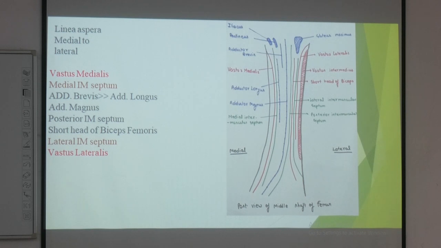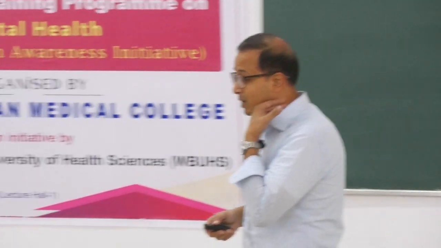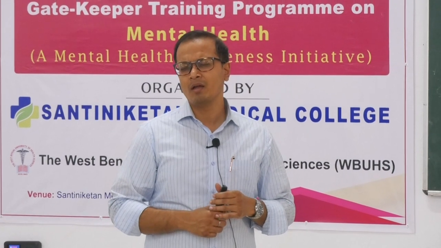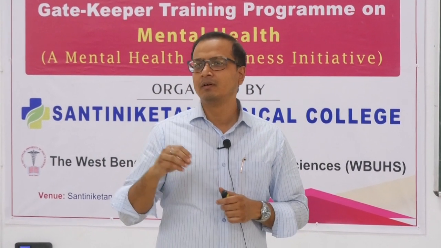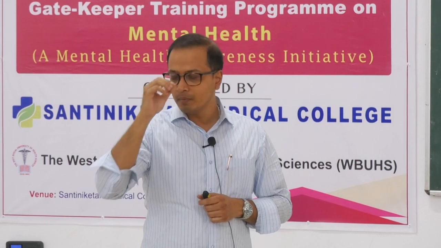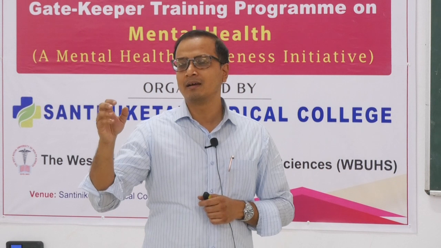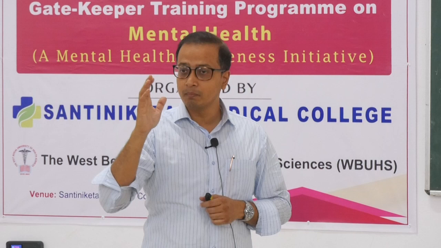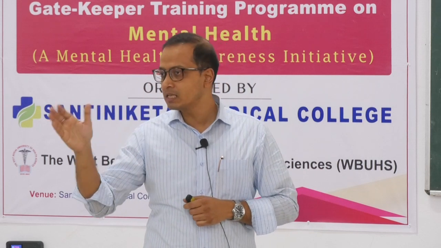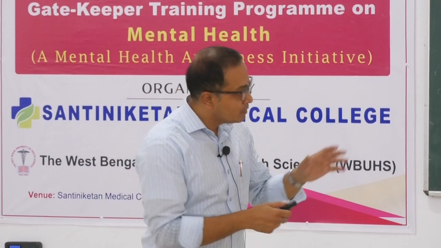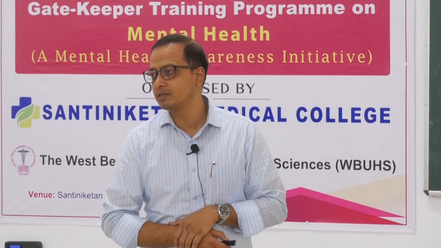In an examination, this is a high-yield area. Whenever you are given this femur bone to identify, we ask you to identify the shaft and the linea aspera. Once you identify it, we ask what it is, how many lips there are, what the continuations above and below are, and what muscles are attached to the linea aspera, medial to lateral or lateral to medial, in sequence. So you have to remember this sequence.